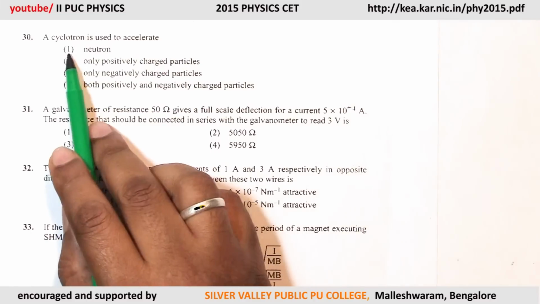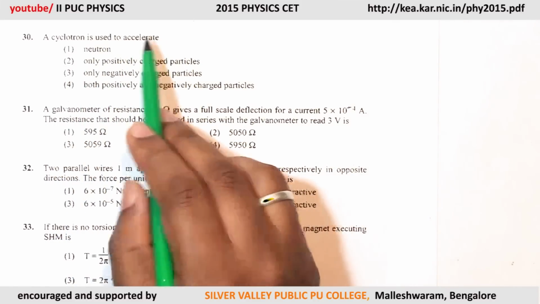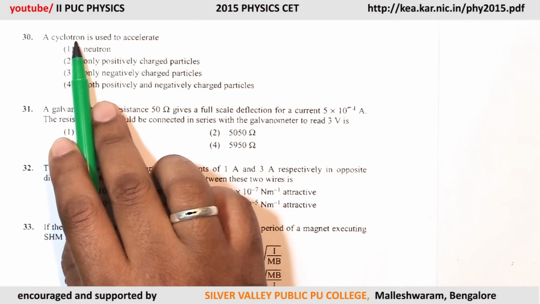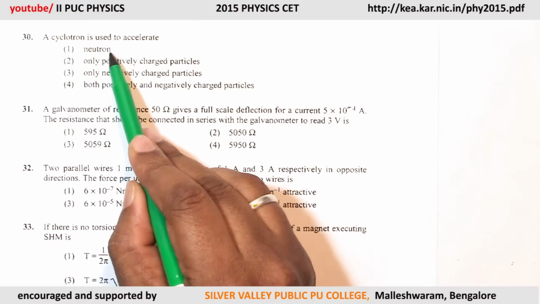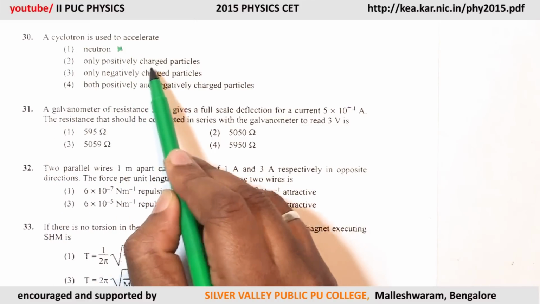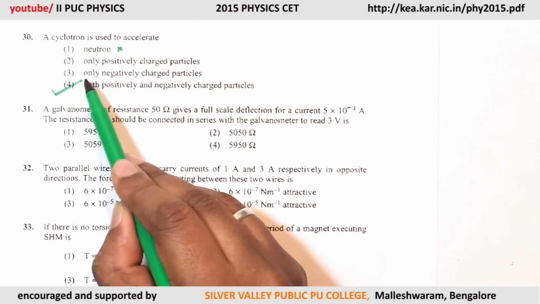It is 100. A cyclotron is used to accelerate. Cyclotron is a device used to accelerate charged particles. Neutron, no. Only positively, only negatively, both.